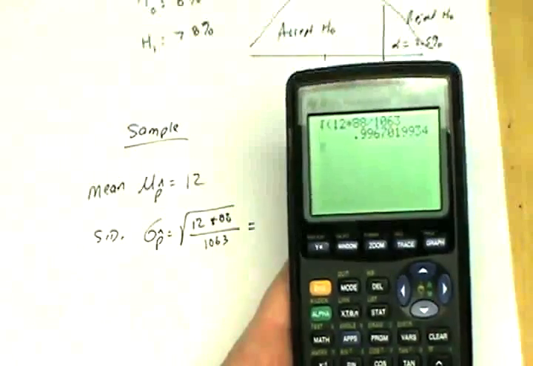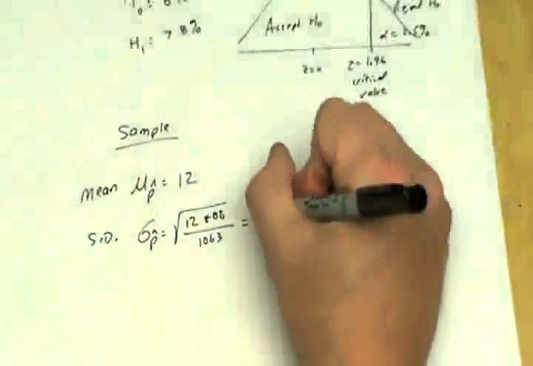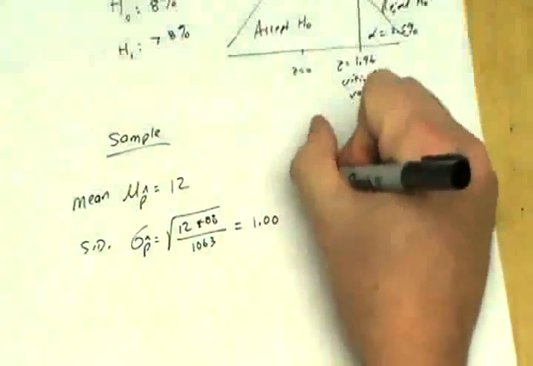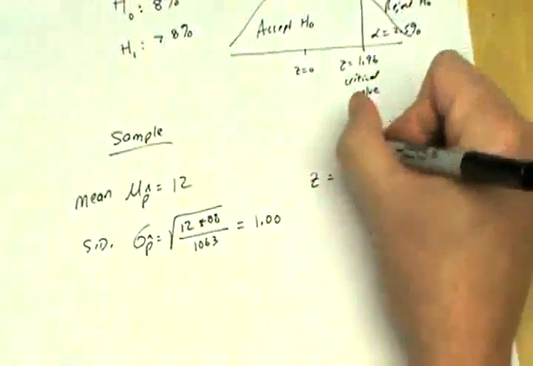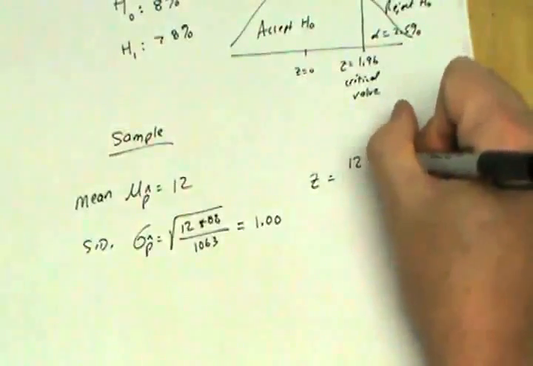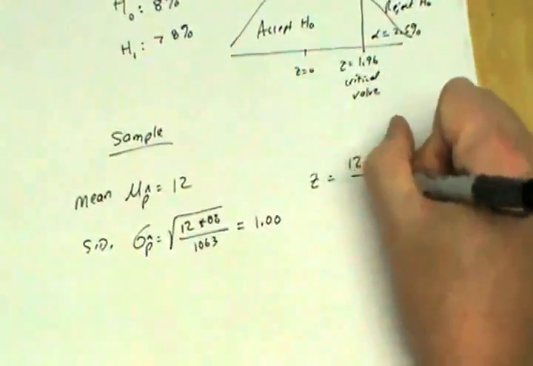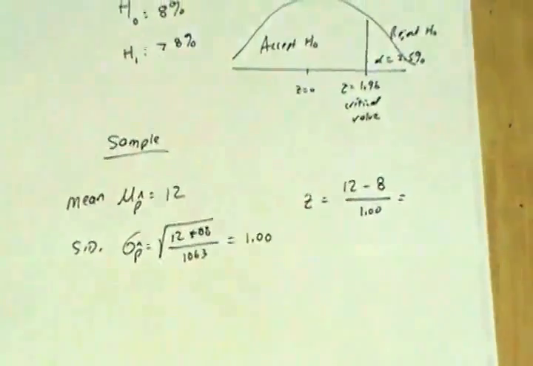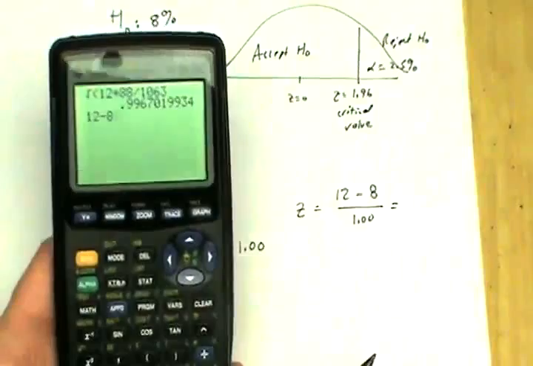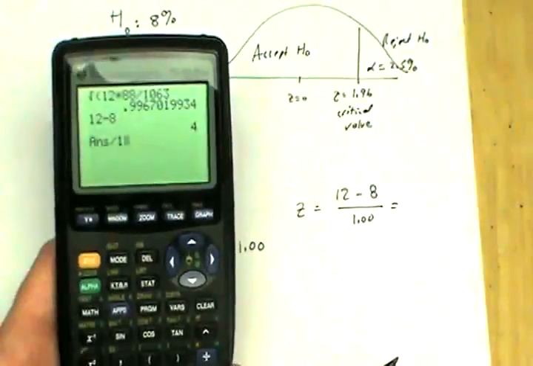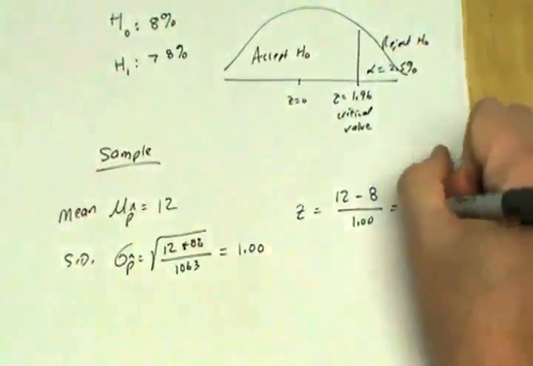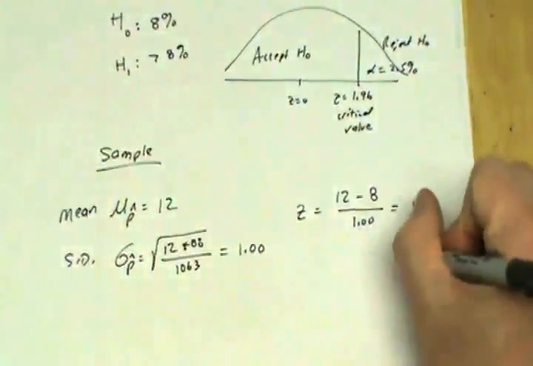0.9967. Well, 0.996 is going to round up to 1.00, or simply 1. We need a z-score. Data, that's your sample mean, which is 12, minus the mean. The mean is the previously stated 8, and we're going to divide that by 1.00. All right, 12 minus 8 divided by 1. Okay, 4. That's our test statistic.